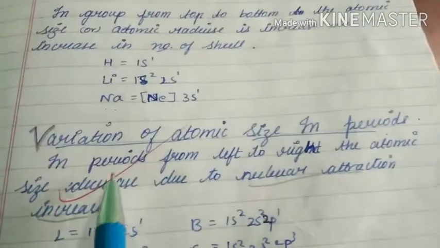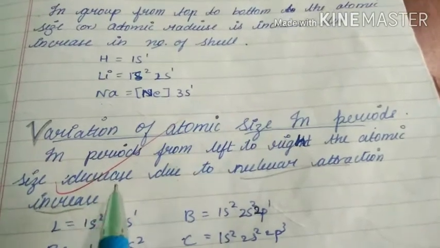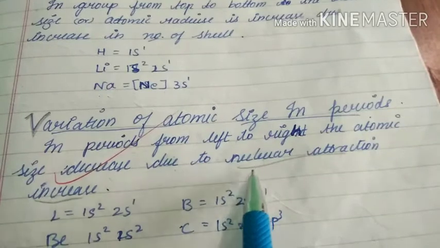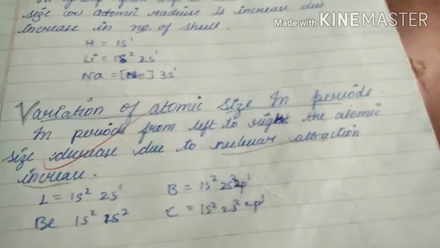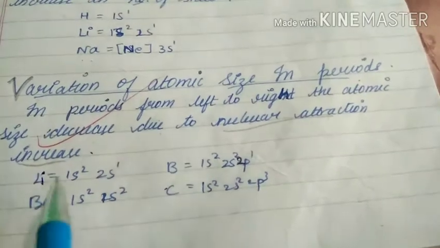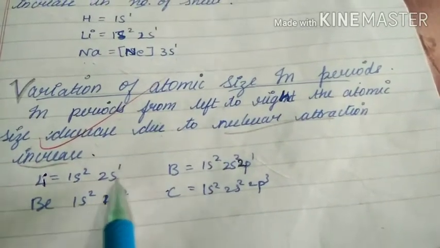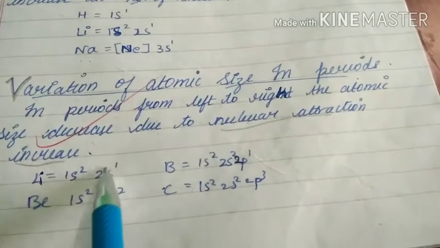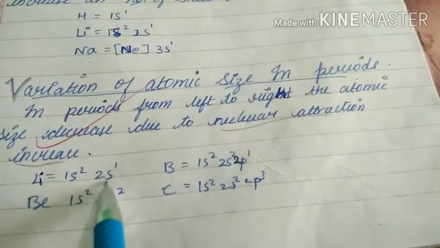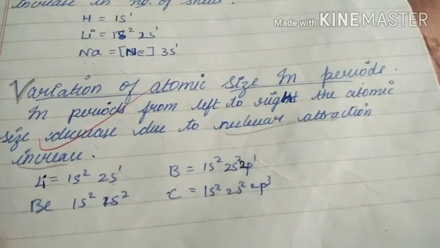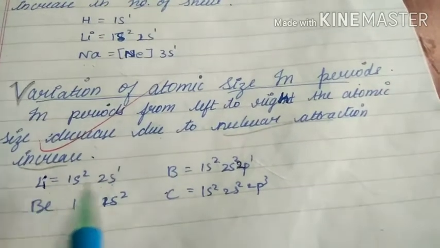Next, how does it vary in periods? In periods from left to right, atomic size decreases because nuclear attraction increases. For example, take lithium. This is a second period element. How can we say that? Here the differentiating electron enters the s shell, and before s, 2 is present. That indicates the period number. I told you that point in the previous video. So lithium belongs to the second period.